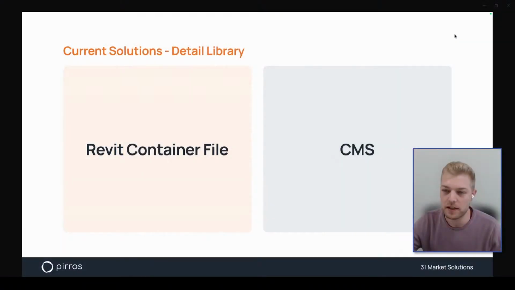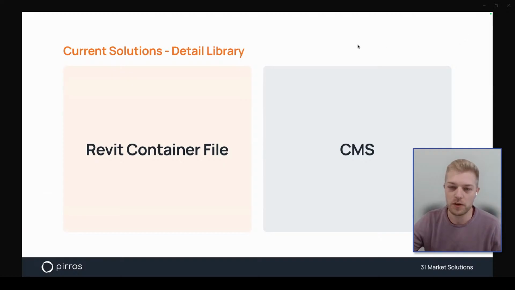And then the other solution for detail management is, instead of putting your details in a container file, you can put them in a content management system. But this doesn't help with any of the issues that we see with a container file. It's still the same set of details. It's still a manual process to build out, if not more manual. And it's limited to the details that you have determined are worthy of the library and hand plucked from past projects.